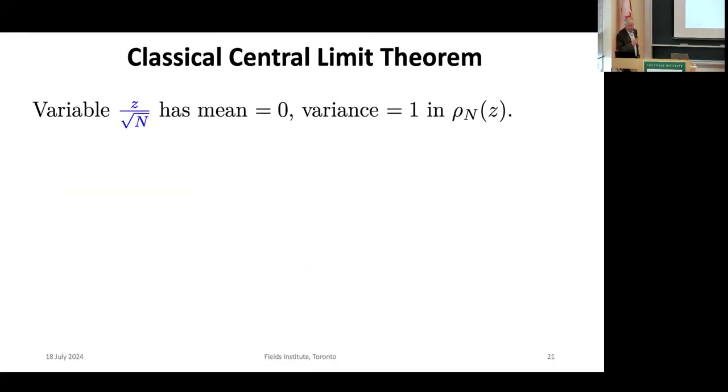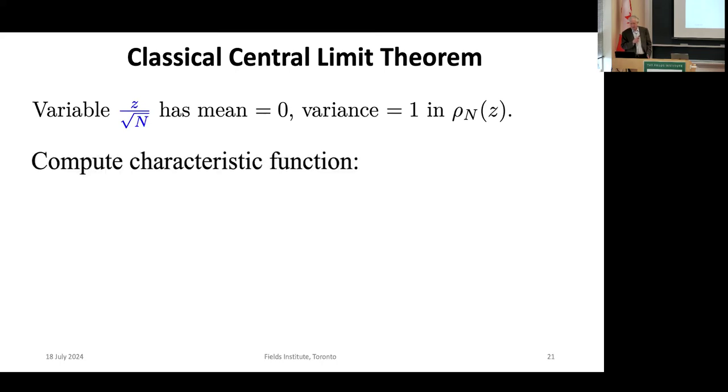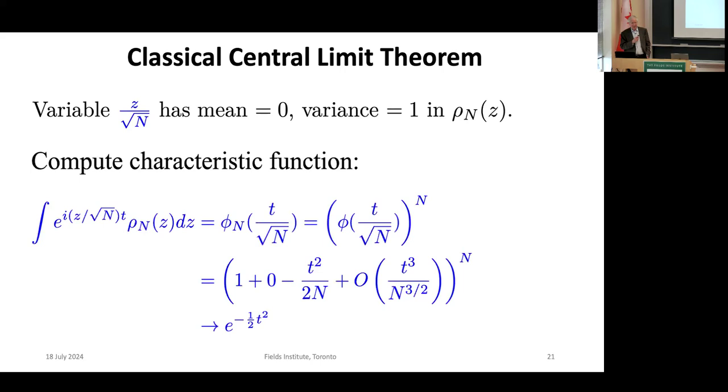Now, the central limit theorem normalizes this z to take its variance back to 1 by dividing by square root of n. And if we compute the characteristic function, then the Fourier transform of rho n, because Fourier transform of convolution is a product, is just the nth power of the Fourier transform of the original distribution, and it's scaled by t over square root of n.